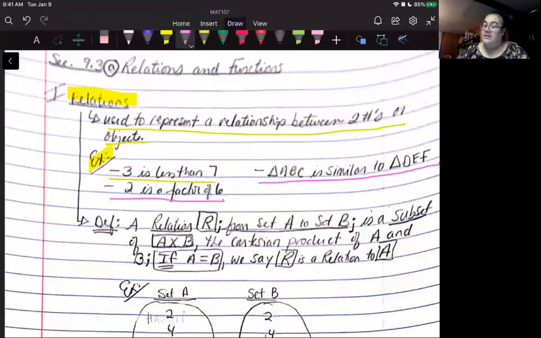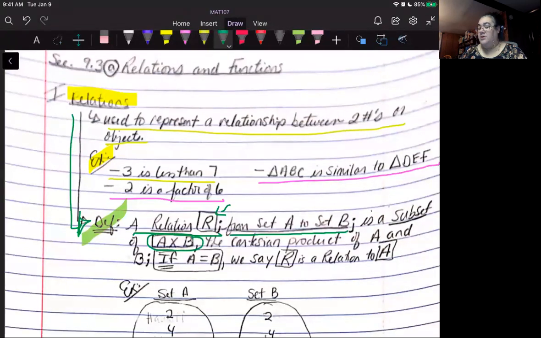Now, let's talk about the official definition. This is the official mathematical definition of what a relation is. Don't get too caught up in the language. We're going to talk about it step by step. Officially, a relation, and we normally call that R, that's the notation that we use, relation R comes from a set A to set B. It comes from them where we take their Cartesian product. Remember the cross right here? It's called the Cartesian product.